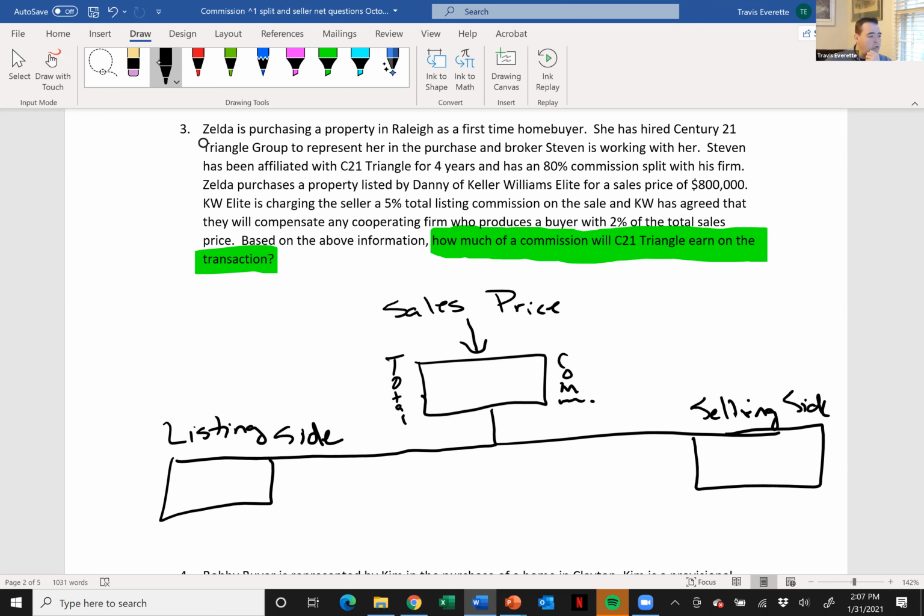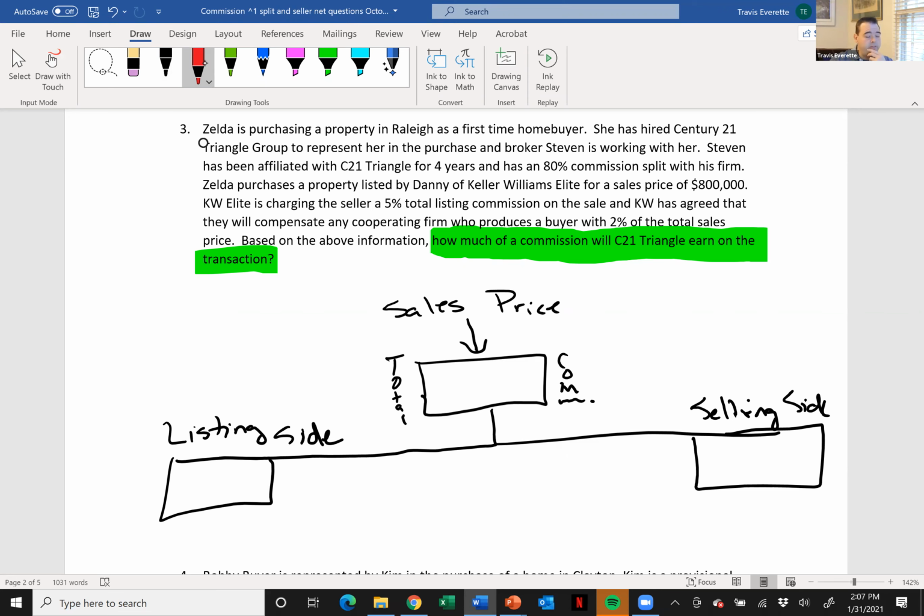And then look at the question again. How much of a commission will Century 21 Triangle earn? I don't know which one they are. So I don't know which one to highlight. I got to fill it in. I got to get more information. It says Zelda is purchasing. That doesn't help me. She's the buyer. Great for her. She's not one of the firms, so she's not going to get paid anything.